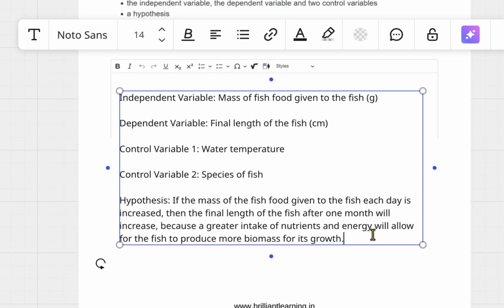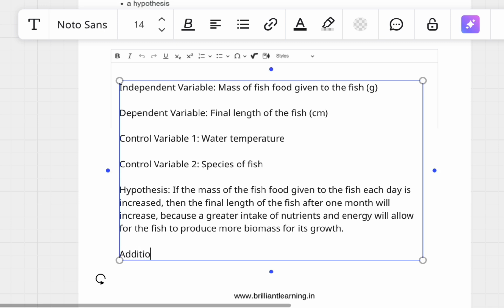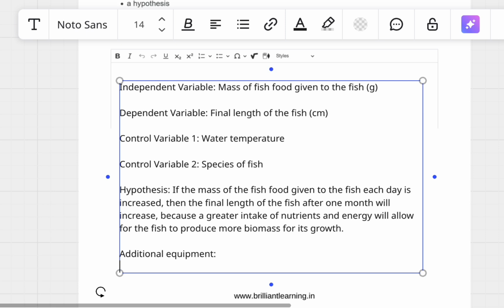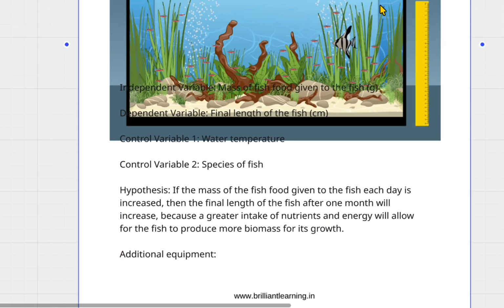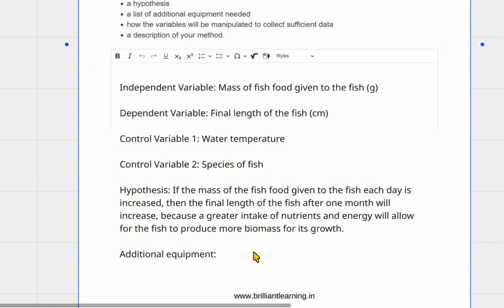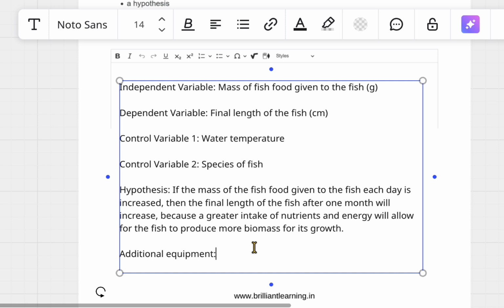Then we have our additional equipment. Let's just write additional equipment down. For additional equipment, one thing you need to be careful about is that if they give the equipment already in the experiment, you don't need to write it down. They won't give you marks for it. For example, over here we've seen that they've given us a fish tank, a ruler, certain fishes and all of that, but I don't necessarily think that we need to write about the ruler because they won't give you extra marks for that. They're asking for additional equipment and they're not asking for the existing equipment.